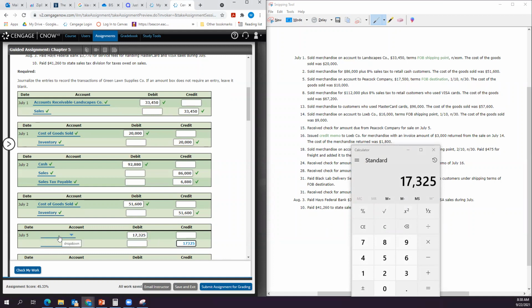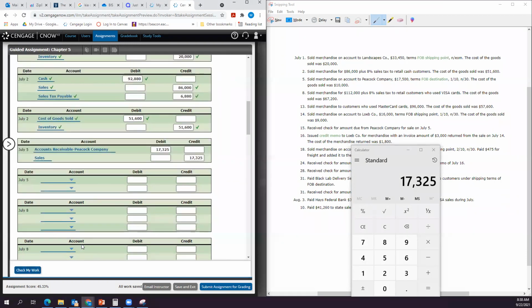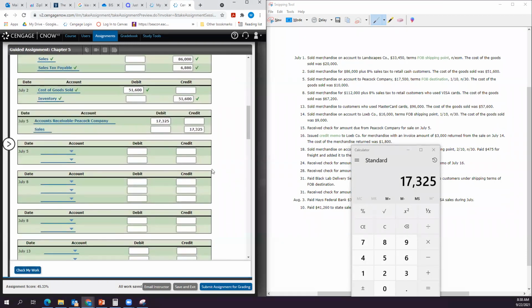Again, this is a sale on account. So we're going to have accounts receivable and we're going to have sales, which is our revenue account. And the other side of this transaction is our cost of goods sold and our inventory, which was 10,000 on this one.